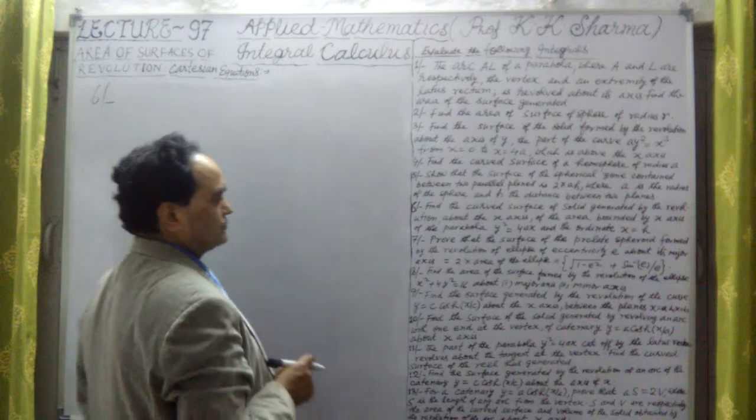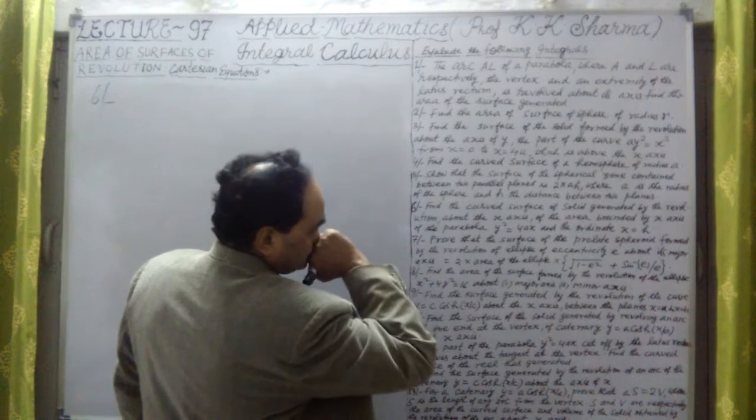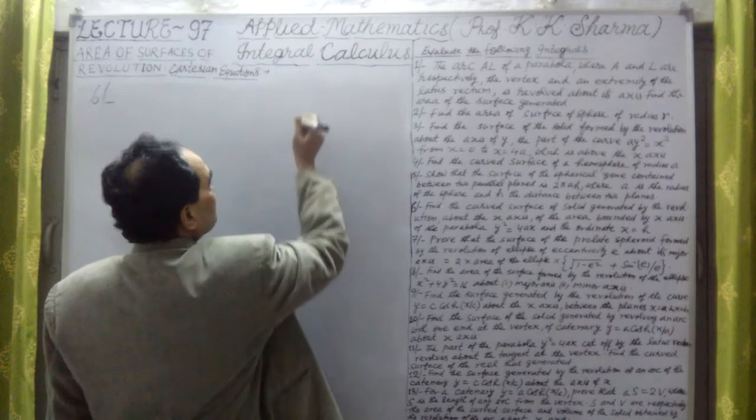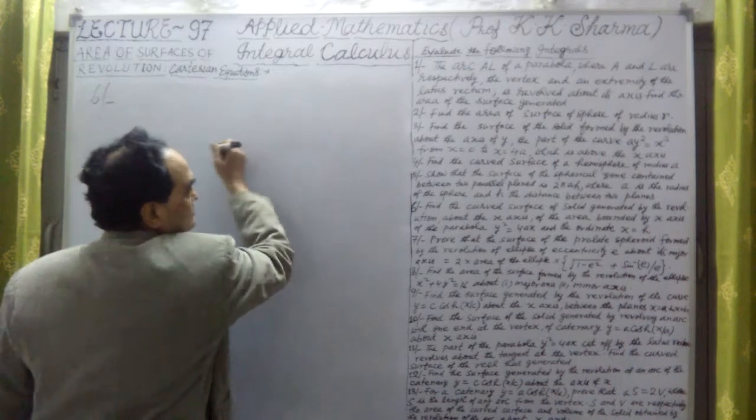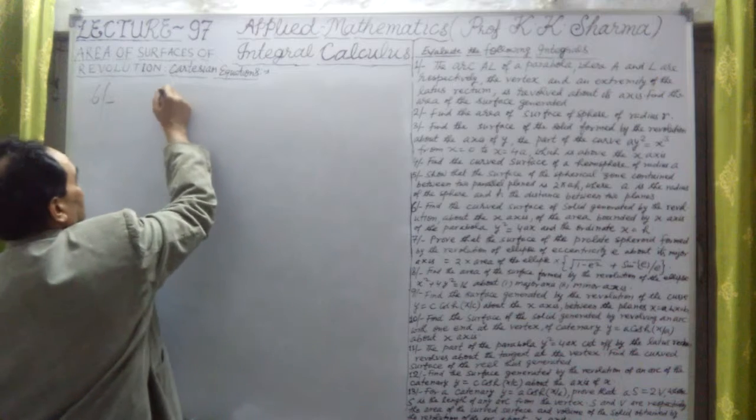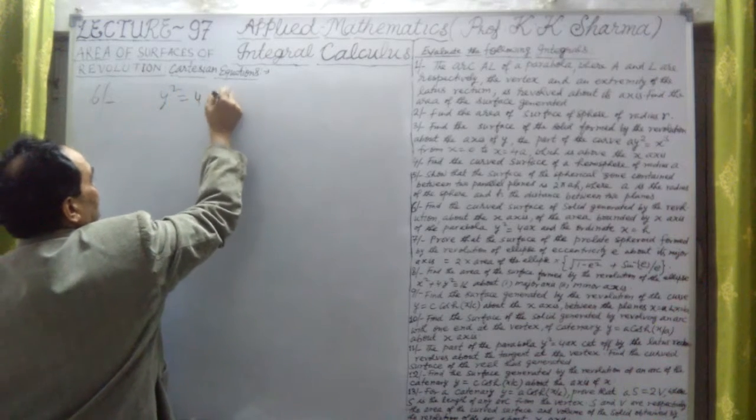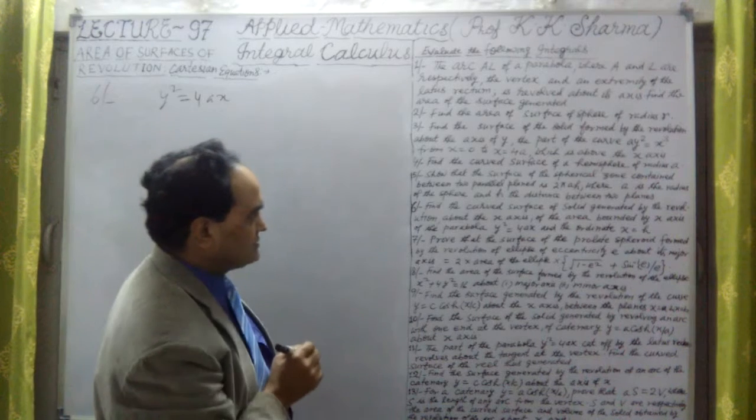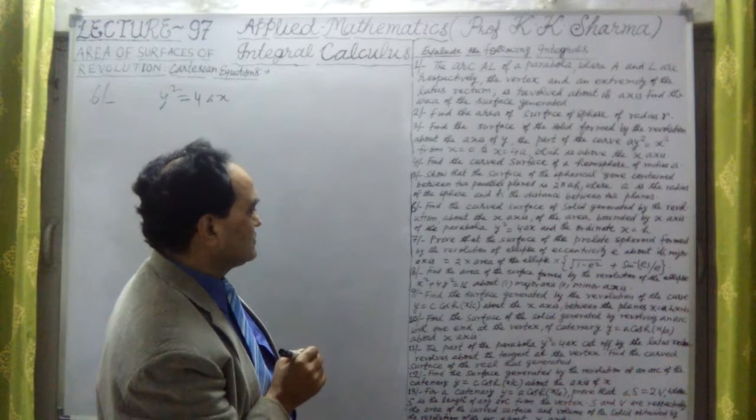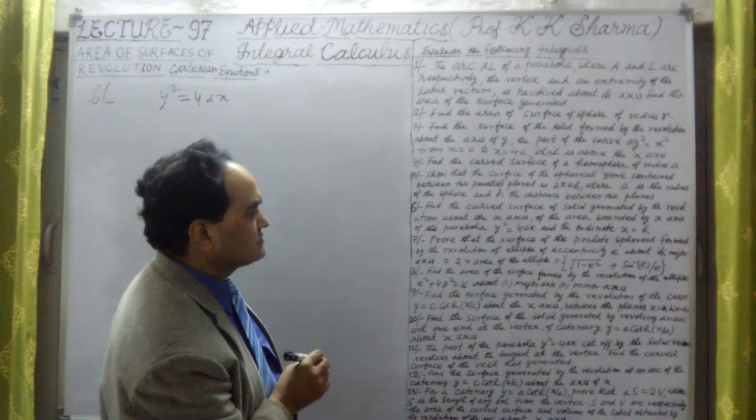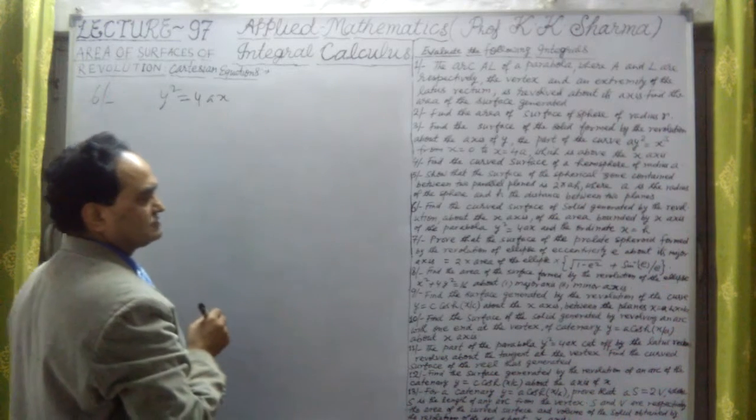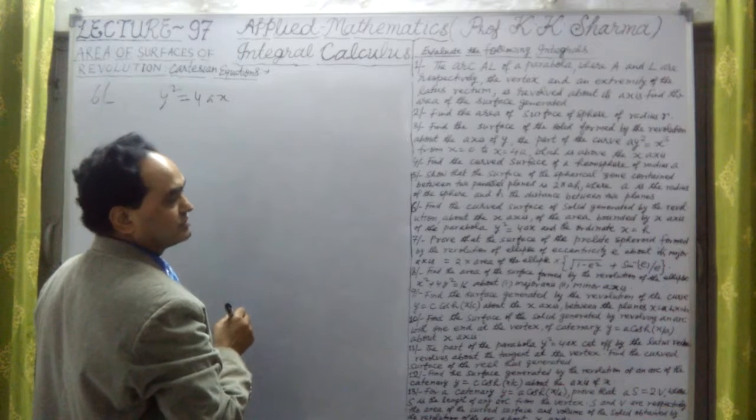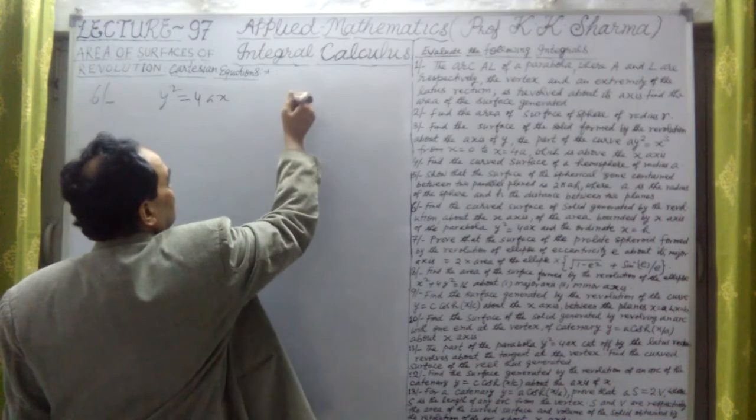So what is the parabola here? y square equal to 4ax. This is question number 6. So here the parabola is y square equal to 4ax. About the x-axis we have to revolve it. Revolution about the x-axis of the area bounded by the x-axis, the parabola y square equal to 4ax and the ordinate x equal to h. That is the point.